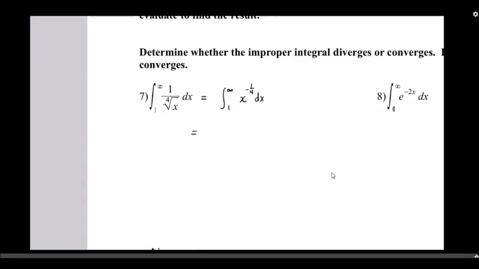So the trick here is to change this into an infinite limit. So the limit as b, we use the letter b if the upper bound is infinity. So as b approaches infinity, of the integral from 1, now instead of going from 1 to infinity, we're going from 1 to b of x to the -1/4. This is just the simple power rule. We need to add 1 to the power.